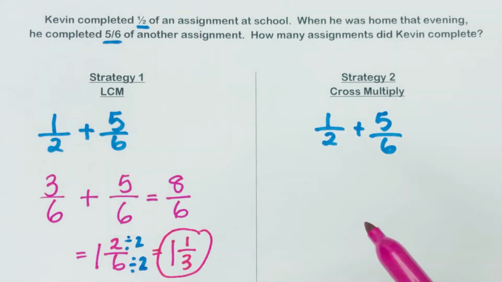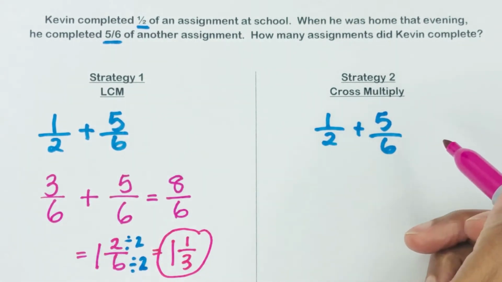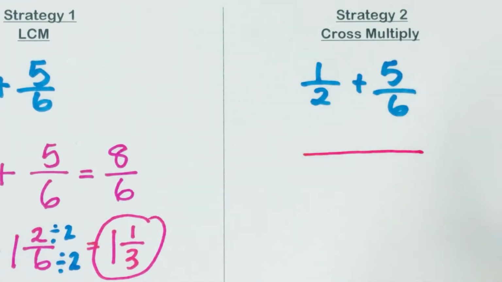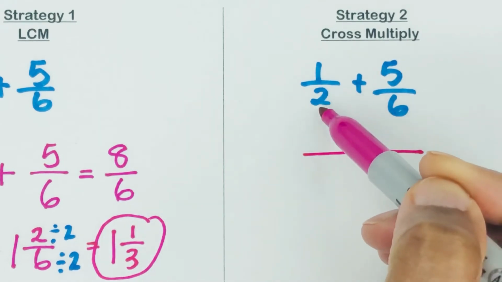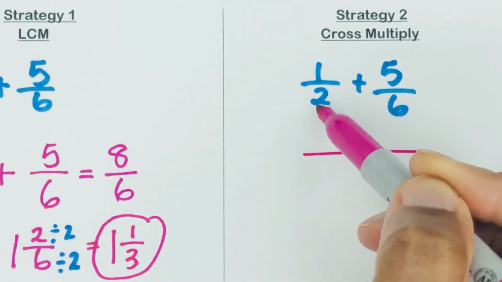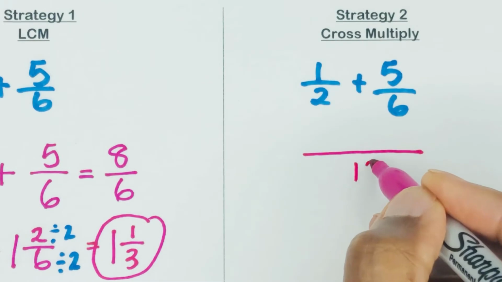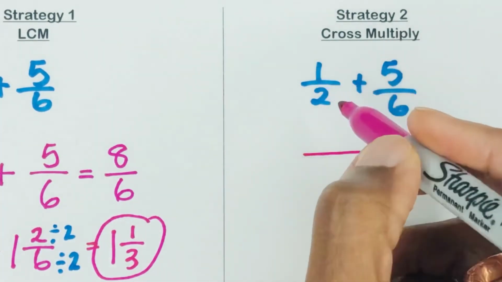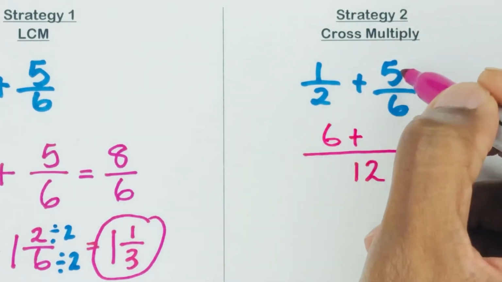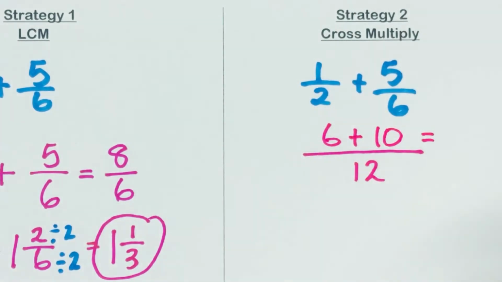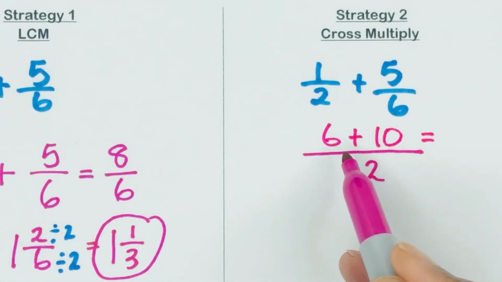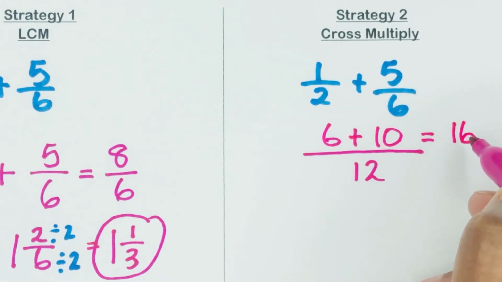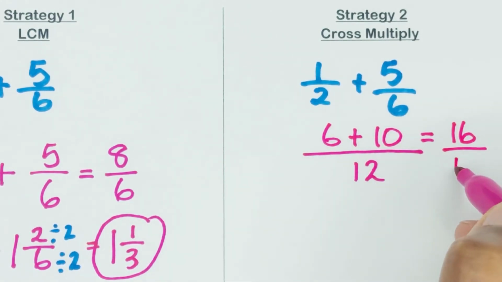All right, let's go to the next one. Strategy 2 is to cross multiply. What do we do in this case? Let's have our little line here. You multiply the denominators, which is 2 times 6 is 12. So that's your denominator. And then you cross multiply. 6 times 1 is 6. 2 times 5 is 10. Now we can add what's above the line. That's going to be our numerator. So 6 plus 10 is going to give us 16 over 12.